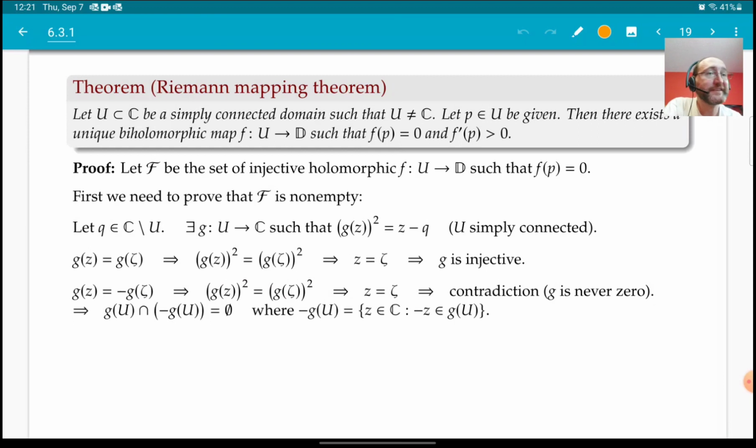All right. So what does that mean? That means that the image of U under g is actually disjoint from the negation of that set. And by that I just mean whenever z is in g of U, I take minus z. I just take the negative of all the things in g of U. So I have an open set. Minus g of U is open. It's basically just as big of a set. There are two equal sets, just reflections of each other.